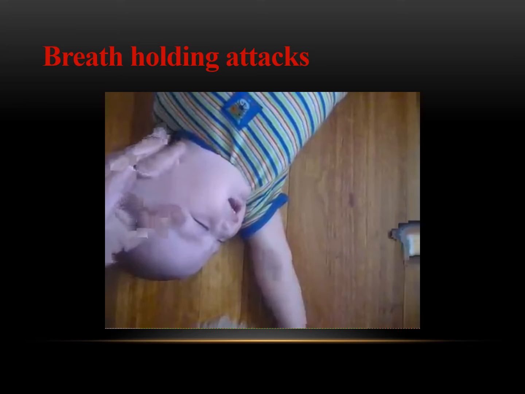Usually, it's not just usually, it must happen every time with crying. It occurs between the age of 6 months to the age of 5 years. Most probably it will disappear by the age of 2 years, and sometimes it may be related to iron deficiency.